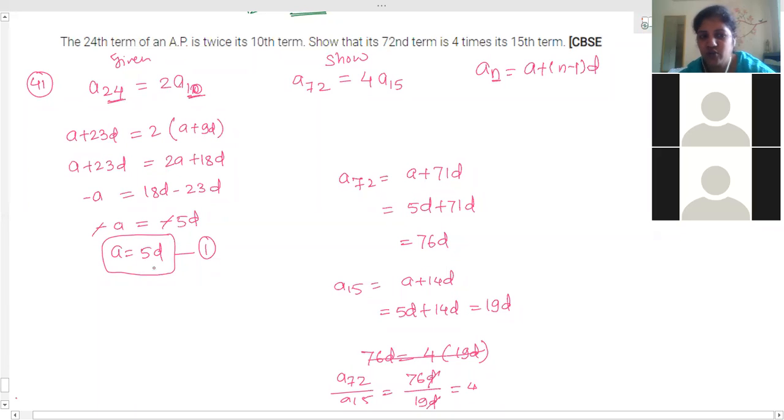Now this relation we have to use for proving this. So we have to find out LHS and RHS separately. LHS is A72. Simplify that, we got 76D. Then find out the 15th term. The 15th term is A plus 14D. When we simplify, we get 19D. What is the relation between them? If we divide them, you will get the value 4. Therefore the 72nd term divided by the 15th term is equal to 4. Or you can solve LHS and RHS separately and show them equal. Clear?